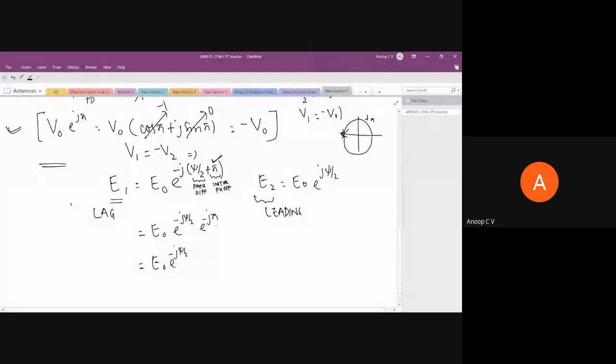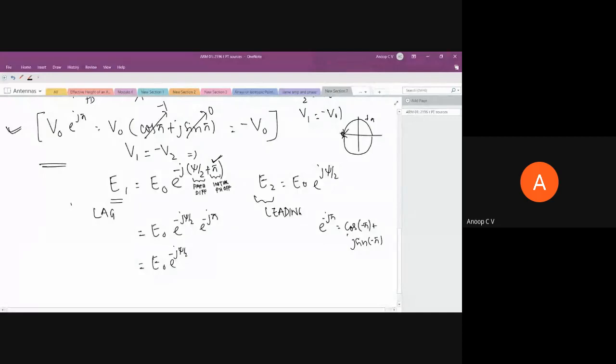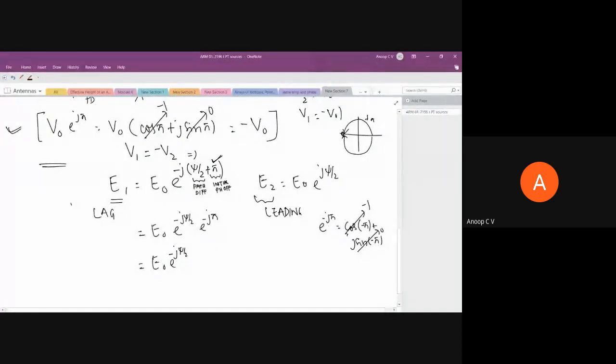What is e power minus j pi? I'll write here e power minus j pi. It is equal to cos of minus pi plus j sine of minus pi. What is cos of minus 180? Cos of minus 180, whatever it is, is minus 1, and j sine pi will be 0. So e power minus j pi is nothing but minus 1.